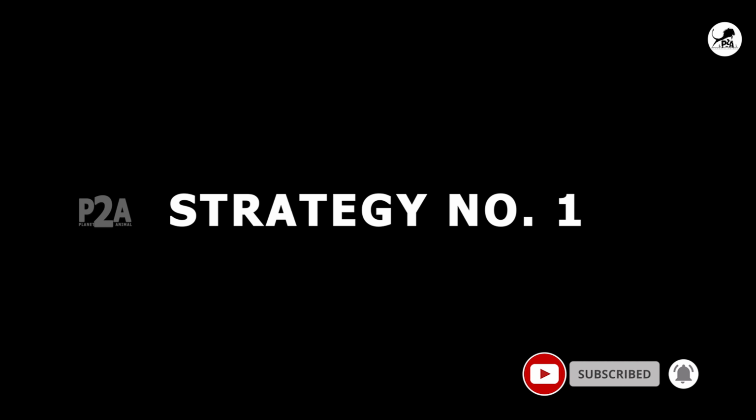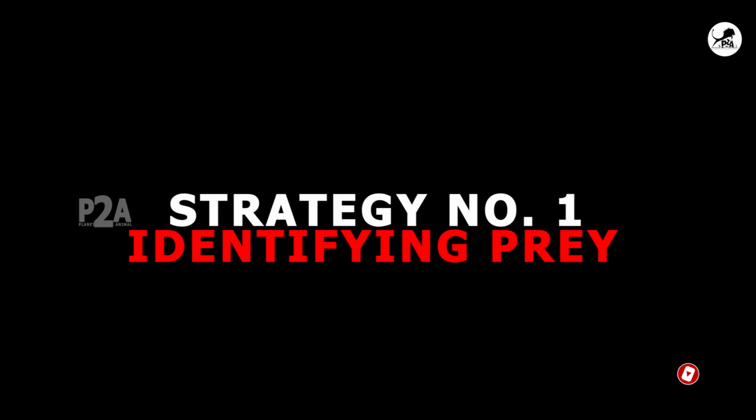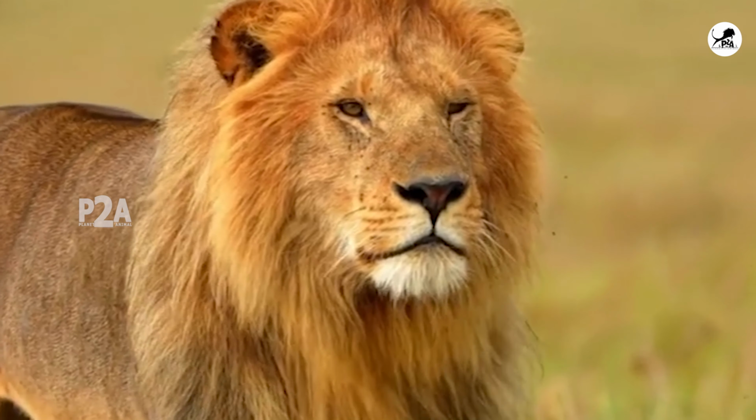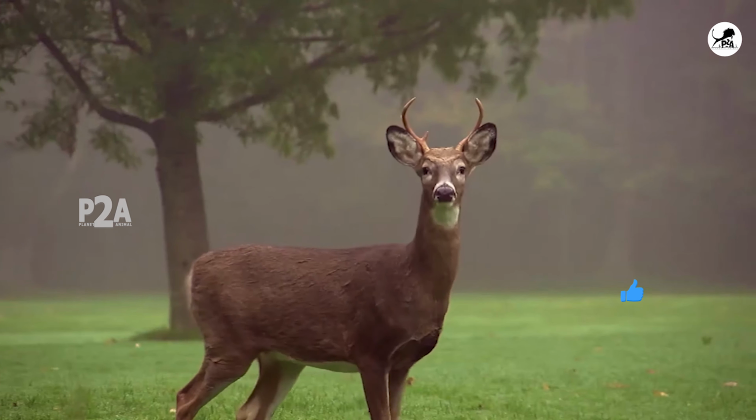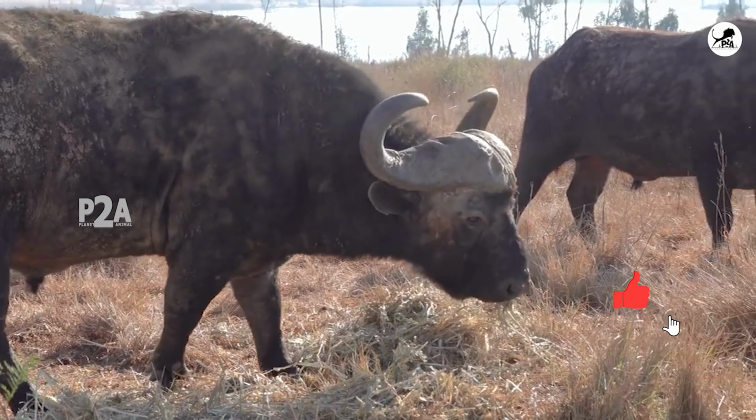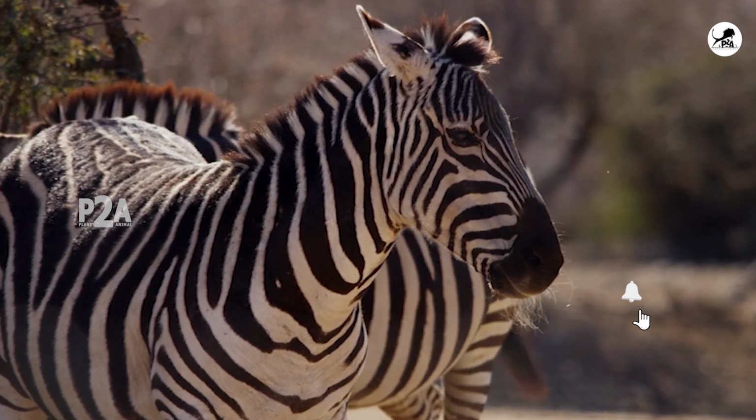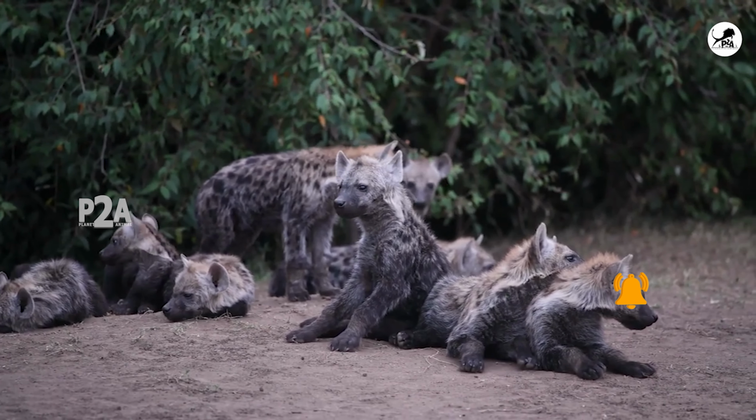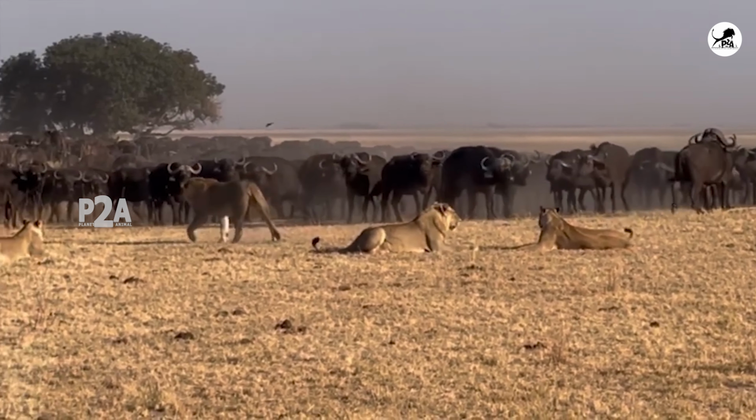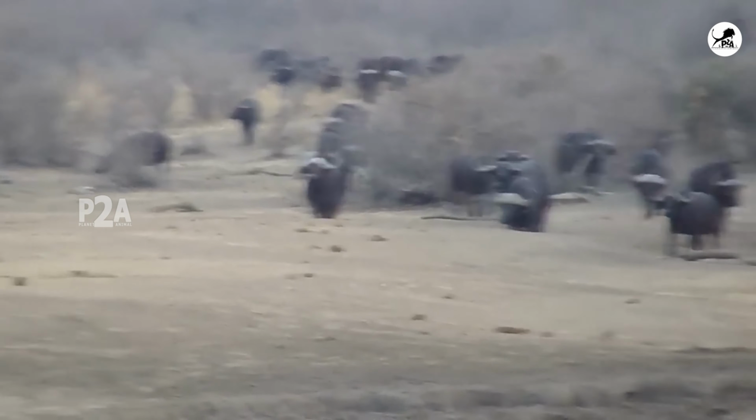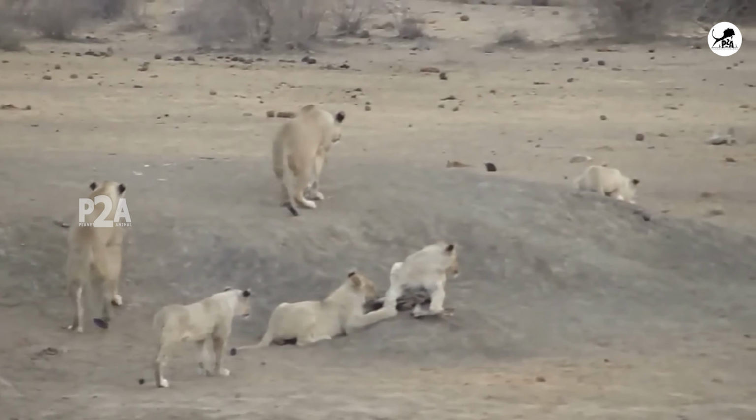Strategy number 1. Identifying prey. Lion's hunting process starts with picking up the prey. When lion decides, be it deer, or water buffalo, or zebra, or even hyenas become lion's prey. Being a king is not that easy, to feed its pride, lions always pick their prey very carefully. It mostly looks for the weaker one from the group.